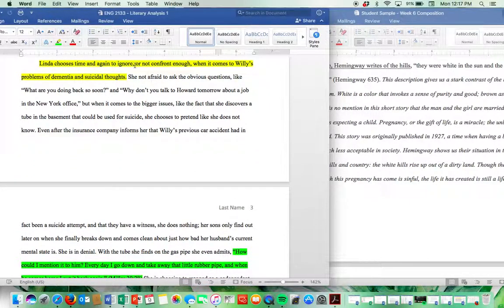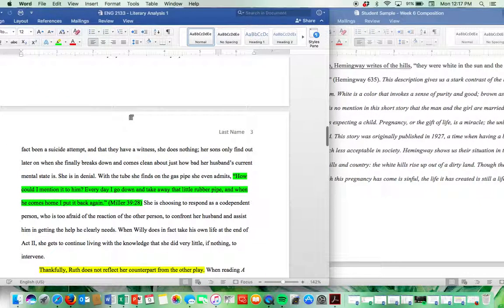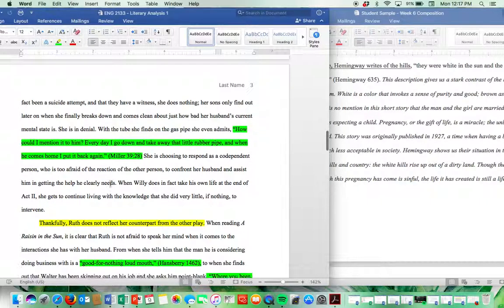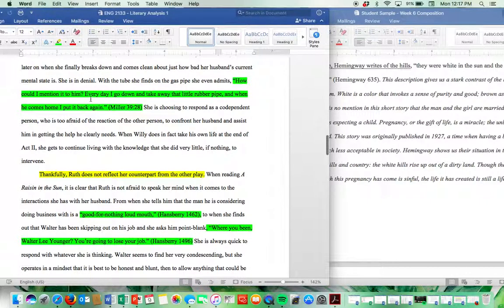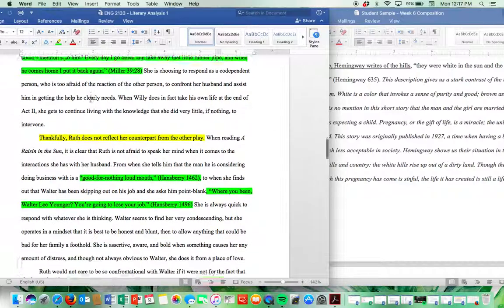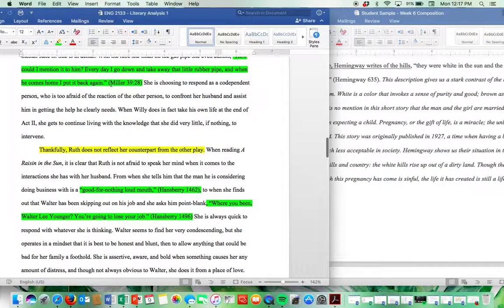Linda chooses time and time again to ignore, or not confront enough, Willie's problems of dementia and suicidal thoughts. So now we've looked at both women as peacekeepers, and now we're looking at just Linda, kind of her dysfunction. And then we've got some examples here in the text of her dysfunction. "How could I mention it to him?" Again, she's not wanting to be confrontational, so this is supporting her main point here.